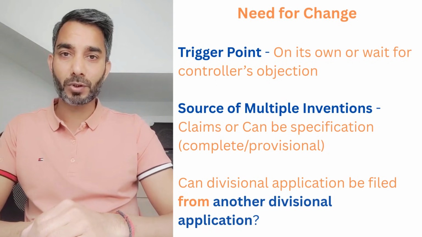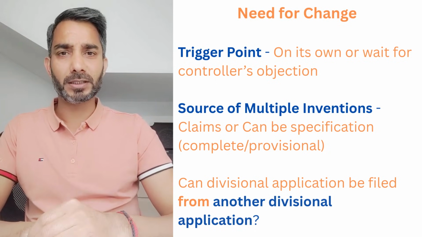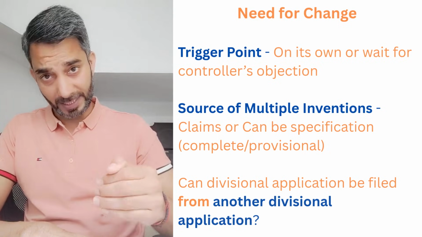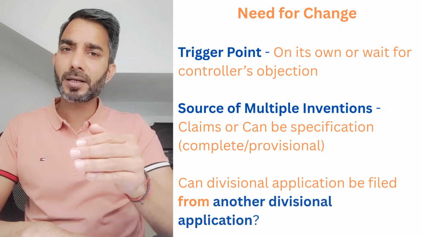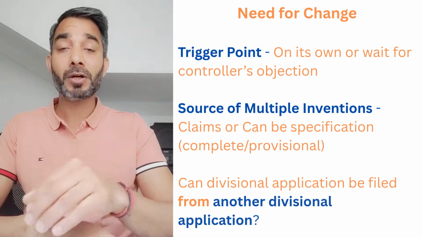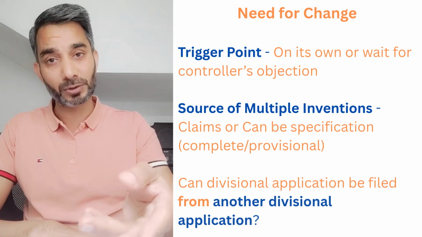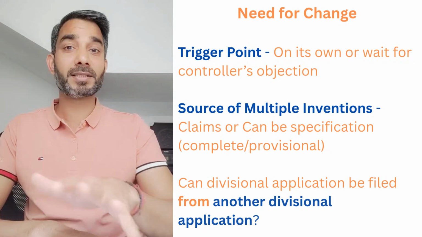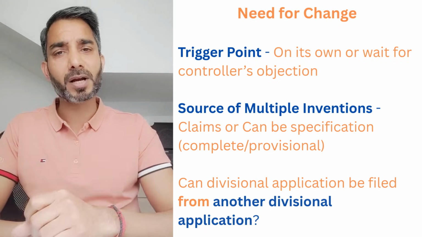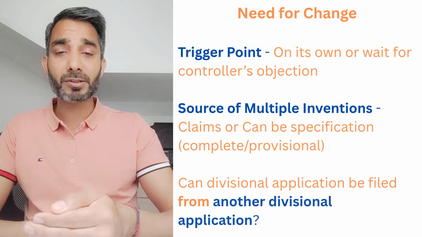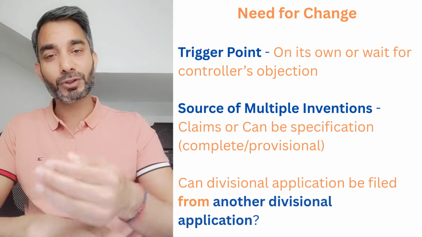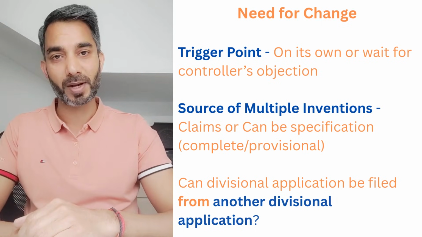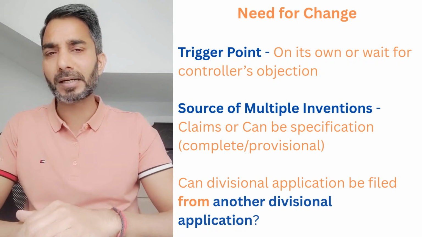The second confusion was, where do we need to have these plurality of inventions, multiple inventions? Do they have to be present in the claims, or can they be present anywhere in the specification, basically the disclosure? Where should it be disclosed or should have been disclosed? It could be the complete specification or a provisional application. Again, there was no answer for it. There was another confusion with regards to whether a divisional application can be filed from another divisional application. So there were all these cascading questions for which no responses or answers were available with the public at large.